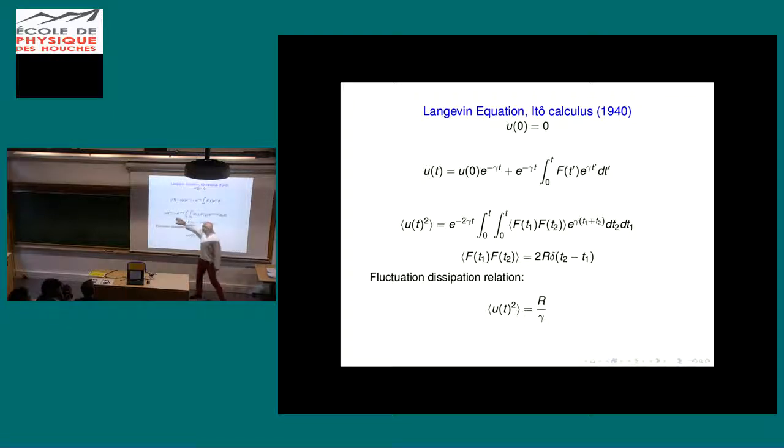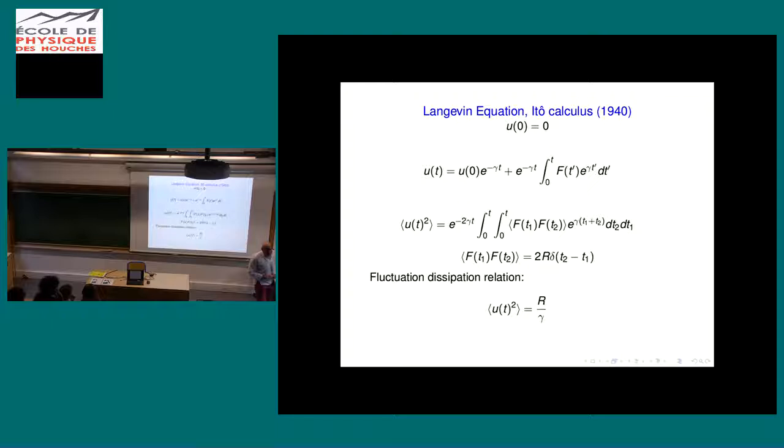And you can also look at the square velocity given here. The average of the square velocity depends on the correlation of the force, and this is equal to this 2r, where r is the strength of the forcing, which is delta correlated in time.